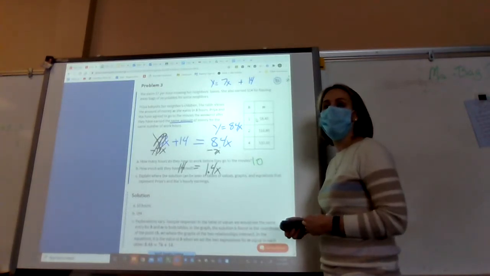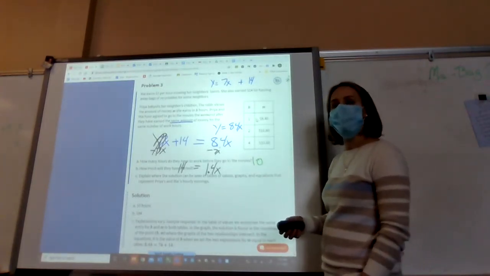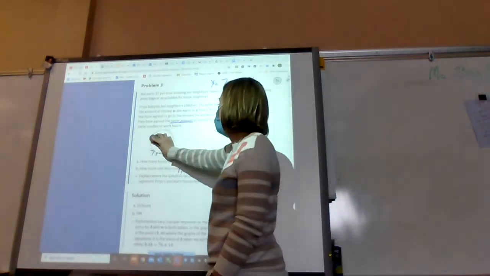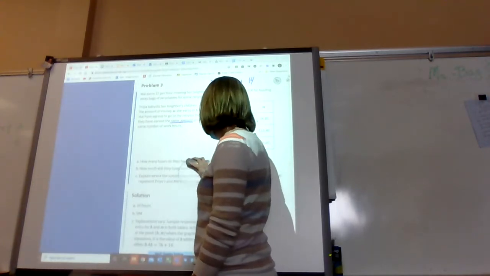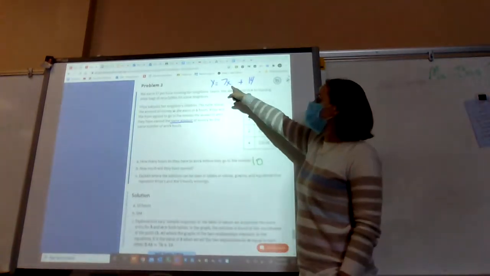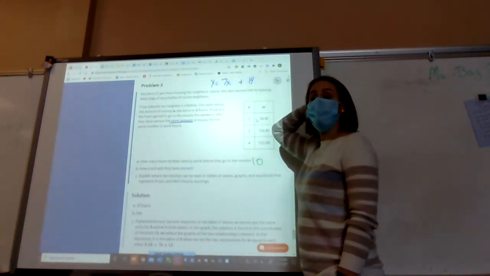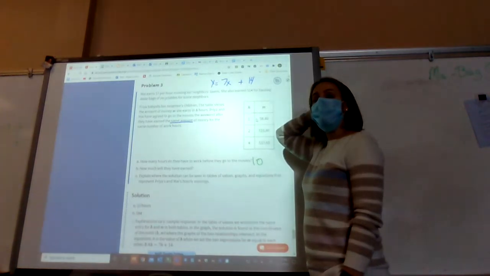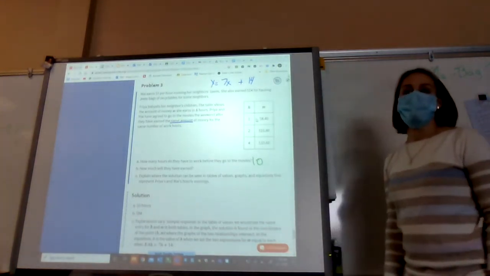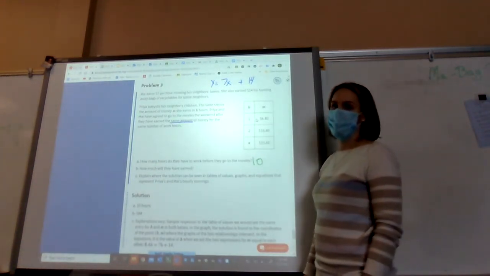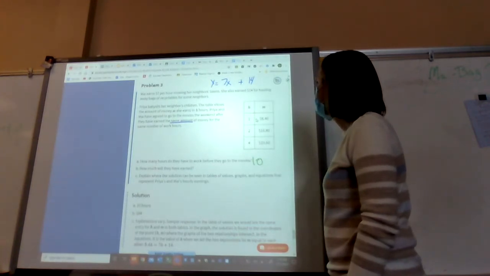I made a chart which is really long, but I got 77 for 10 hours. I'm pretty sure I added the 14. Well, let's see. 7 times 10 is 70, plus 14 is 84. So I don't know where. Because at the first hour, I added the 14 with it, so it was 14 and then 21, and then I kept going from there. But I got 77. Maybe I should get a tutor.